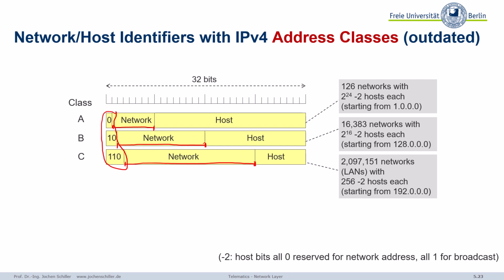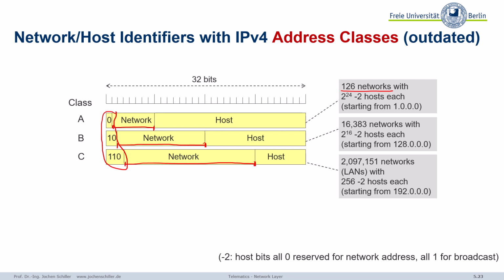And following the network part, we have the host part. So what does it mean? For class A, we have a small network part that allows only 126 networks, but many hosts. So class A addresses are for someone who has 2 to the power of almost 24 hosts, which is quite a lot. No one has that many hosts.